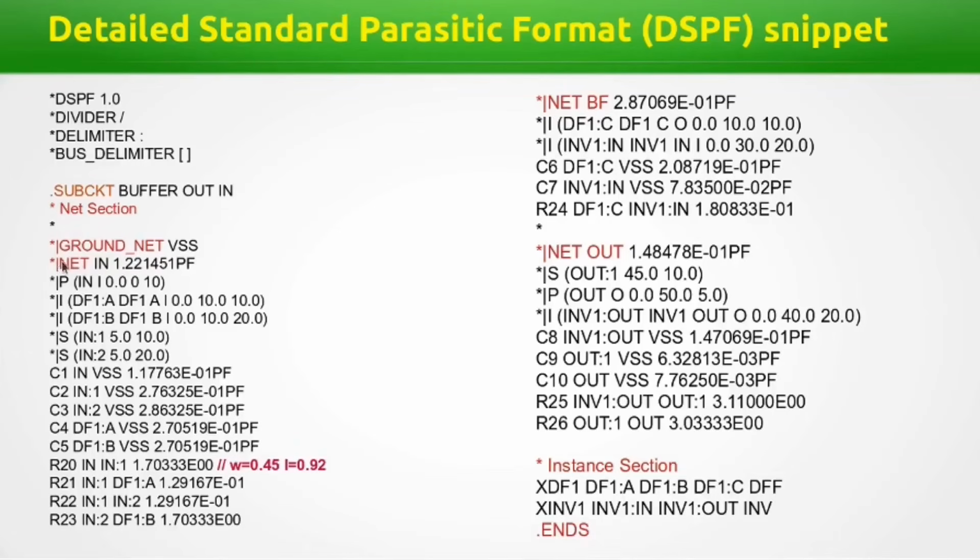In this net section, the nets are described, like the ground net. It will have its parasitics here. The resistor has the tail comment. Other nets are also there. I have just given a snippet, and here there will be the tail comments also, and another net. And finally, there will be an instance section.